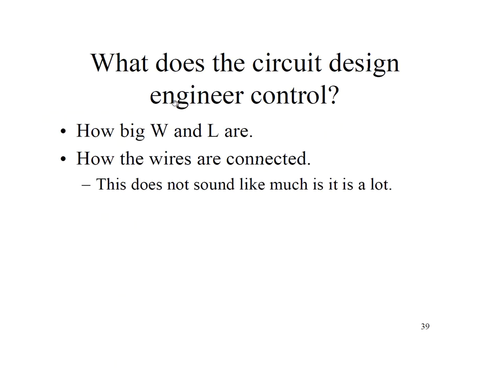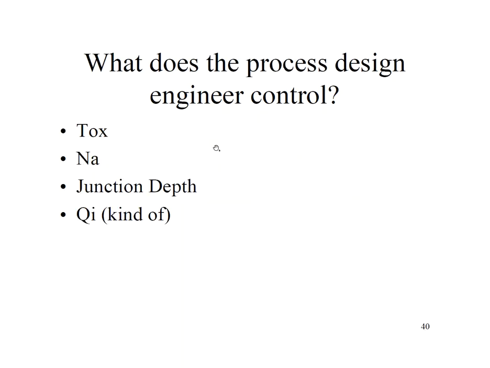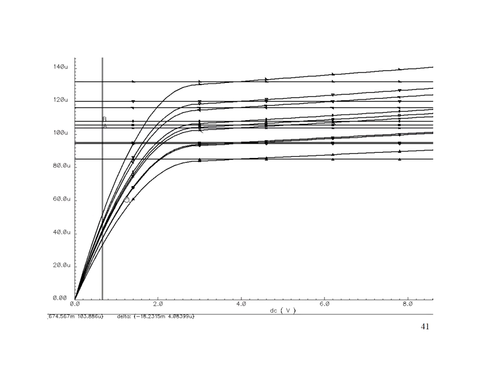The circuit designer, right? They control how big the transistors are and how things are connected. The process designer, right? How thick is the gate oxide? What is the doping? What is the junction depth? These are other things that the process, you might not control it, or you might mitigate it, or you might minimize it, but that's what the person designing the process cares about.